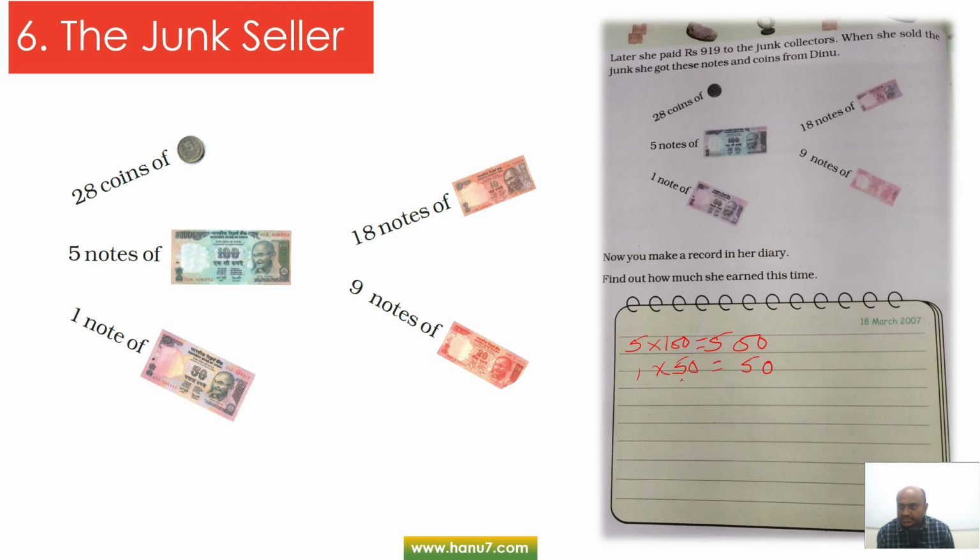And then next, what is the next highest value? 20 is the highest value. You can see the clear pictures of the notes here. 9 into 20 rupees, how much is it? 180. 9 twos are 18, right? There are 18 10 rupee notes, so that will become 180. 28 coins of 5 rupees. 28 into 5, so this value will become how much? 140. Okay, so 500, 50, 180, 180 and 140.